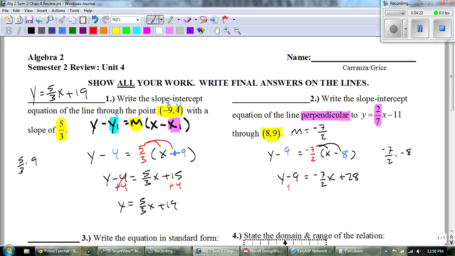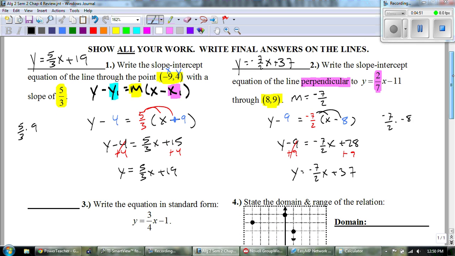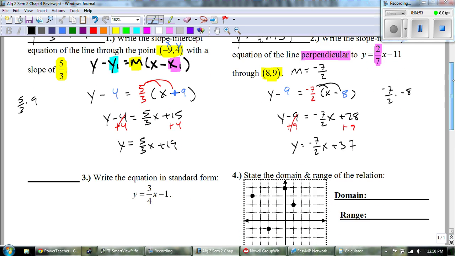Okay? And then to solve, I have to add 9 to both sides. 28 plus 9 is, yeah, 20 plus 9 is 37. So sorry, I'm just going to make sure I write this good. y equals -7/2x plus 37. All right, there's 1 and 2. Let's move on to 3.